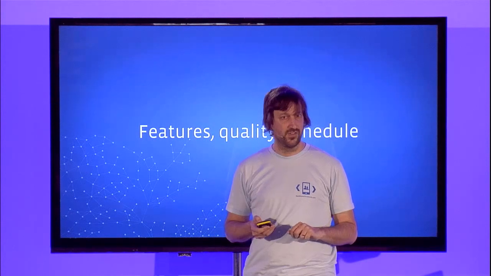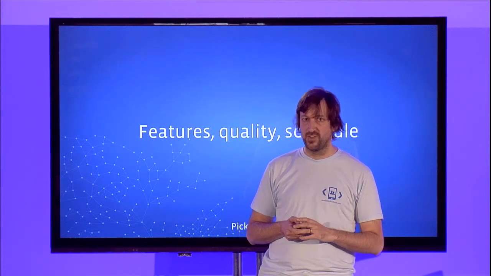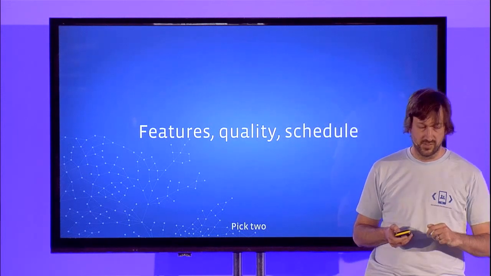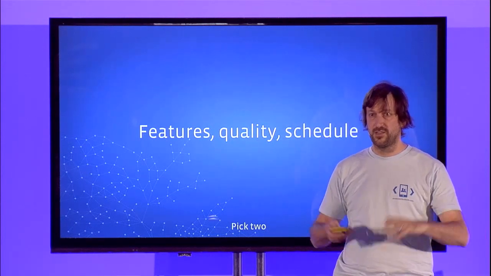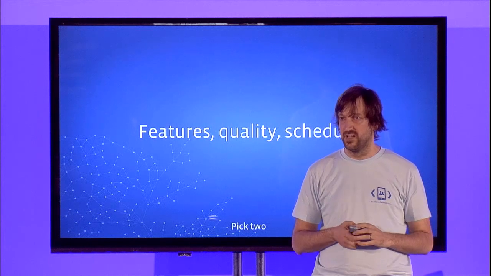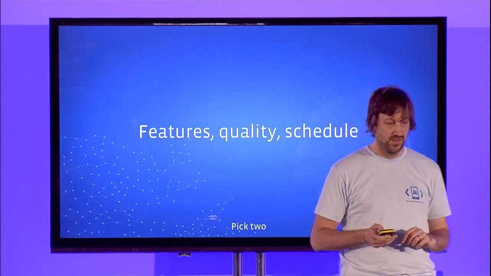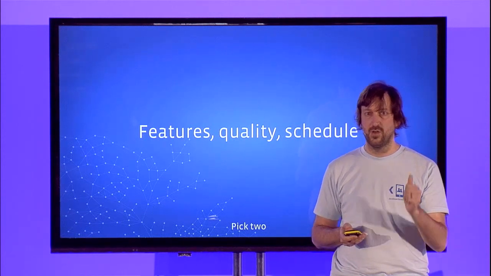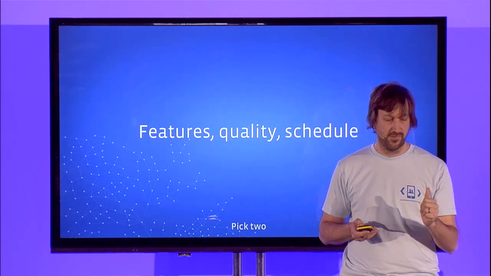When you're doing a release, you've got 3 variables that you can play with: features, quality, and the schedule. And you can pick any 2, and the third one, I'm afraid, has to flap in the wind, and it'll be whatever it is. The 2 that we pick are quality. No release should ever leave a user with a worse version of the app than they currently have.